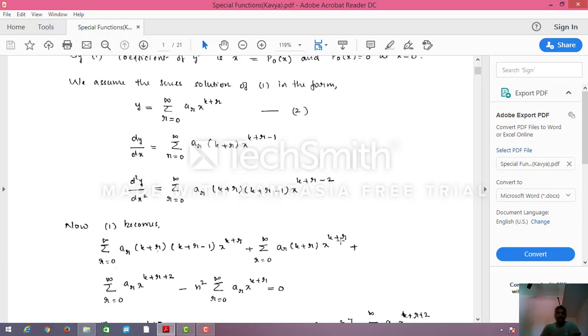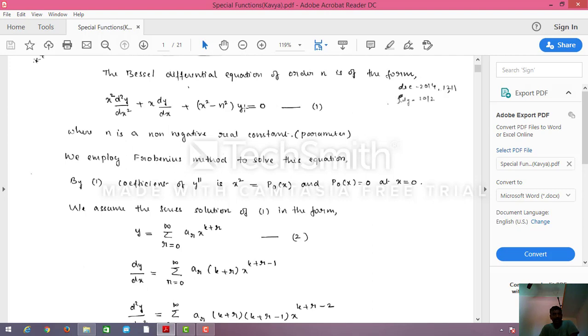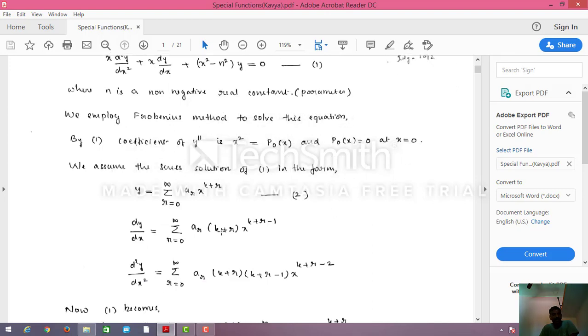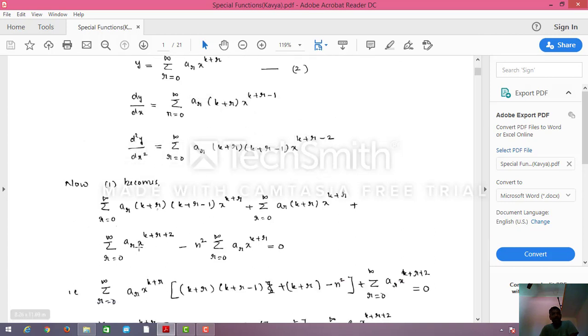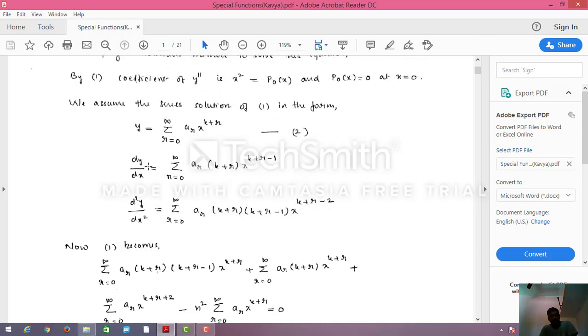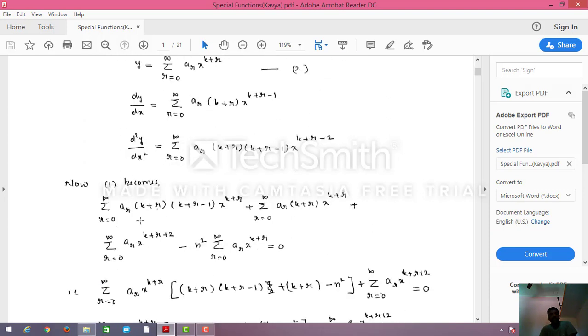Next, we have x square minus n square into y. Y is summation of r equal to 0 to infinity ar into x power k plus r. If you multiply, you will get ar into x power k plus r plus 2, minus n square into summation of r equal to 0 to infinity ar into x power k plus r, equal to 0. We are getting this after substituting y double dash and y dash in equation 1 and simplifying.